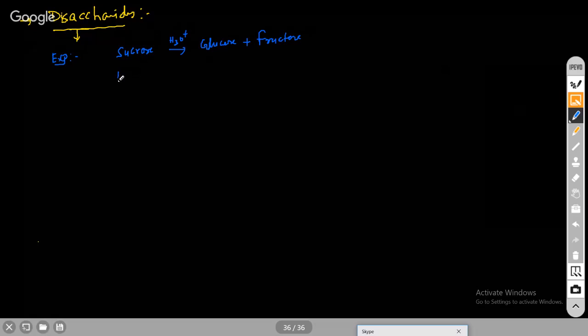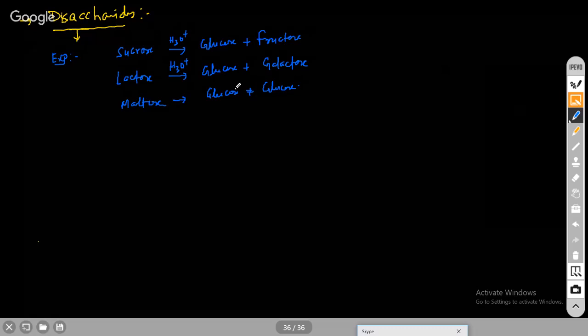If you take lactose, acidic hydrolysis, you will get glucose again and galactose. If you take maltose, again acidic hydrolysis, you'll get glucose and glucose. Right, 2 units of glucose.